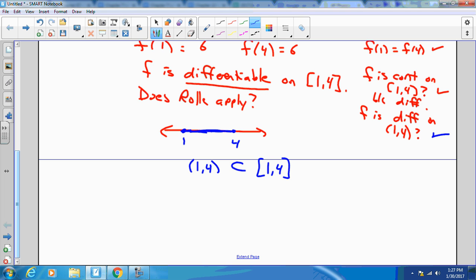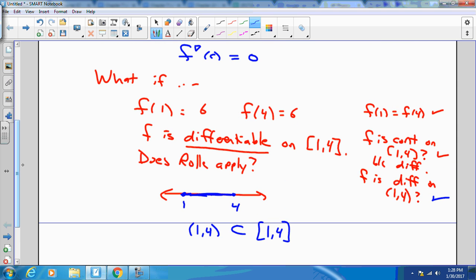Because differentiability implies continuity on all theorems. So it turns out that just knowing these two pieces of information, here and here, are enough to guarantee that Rolle applies. Does that make sense to everybody? Okay, good. Any questions on that?